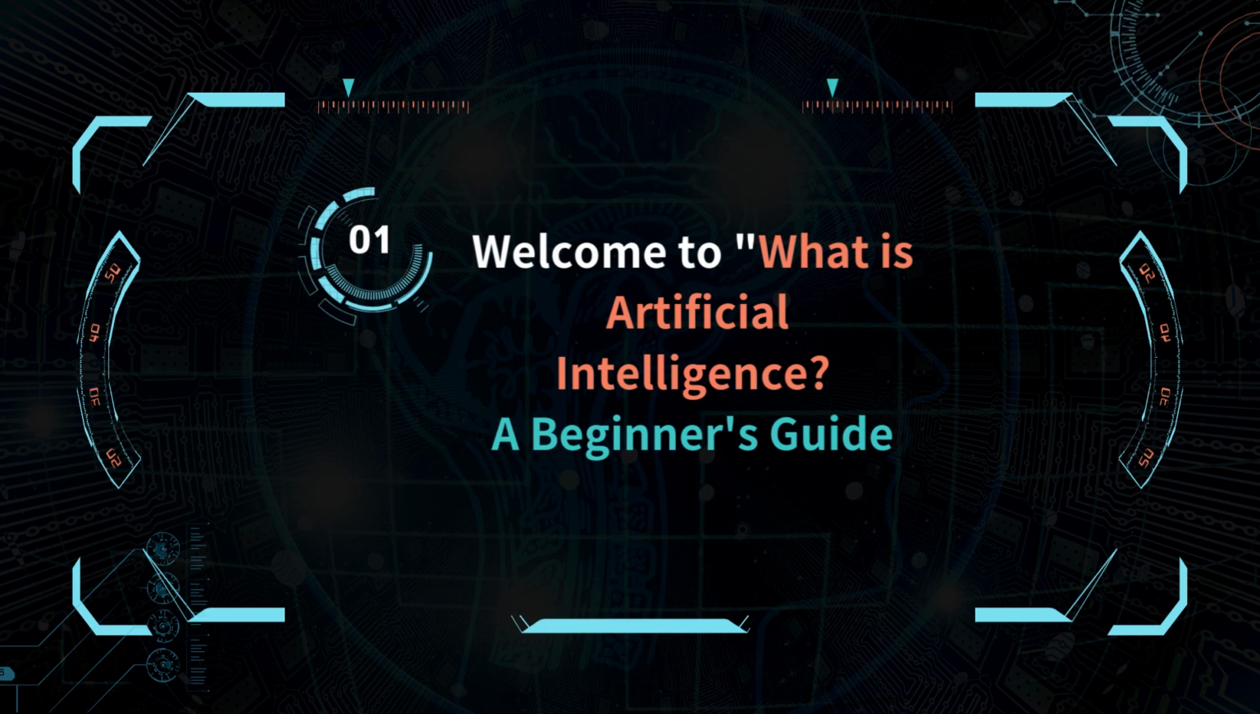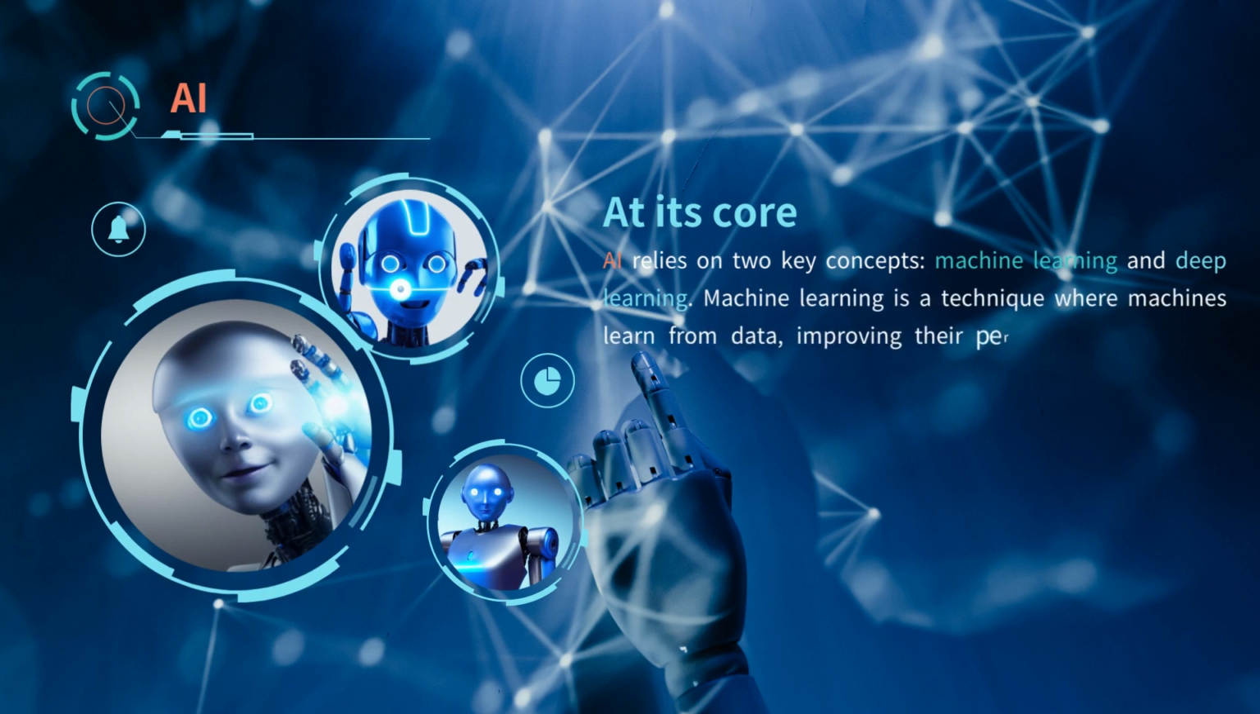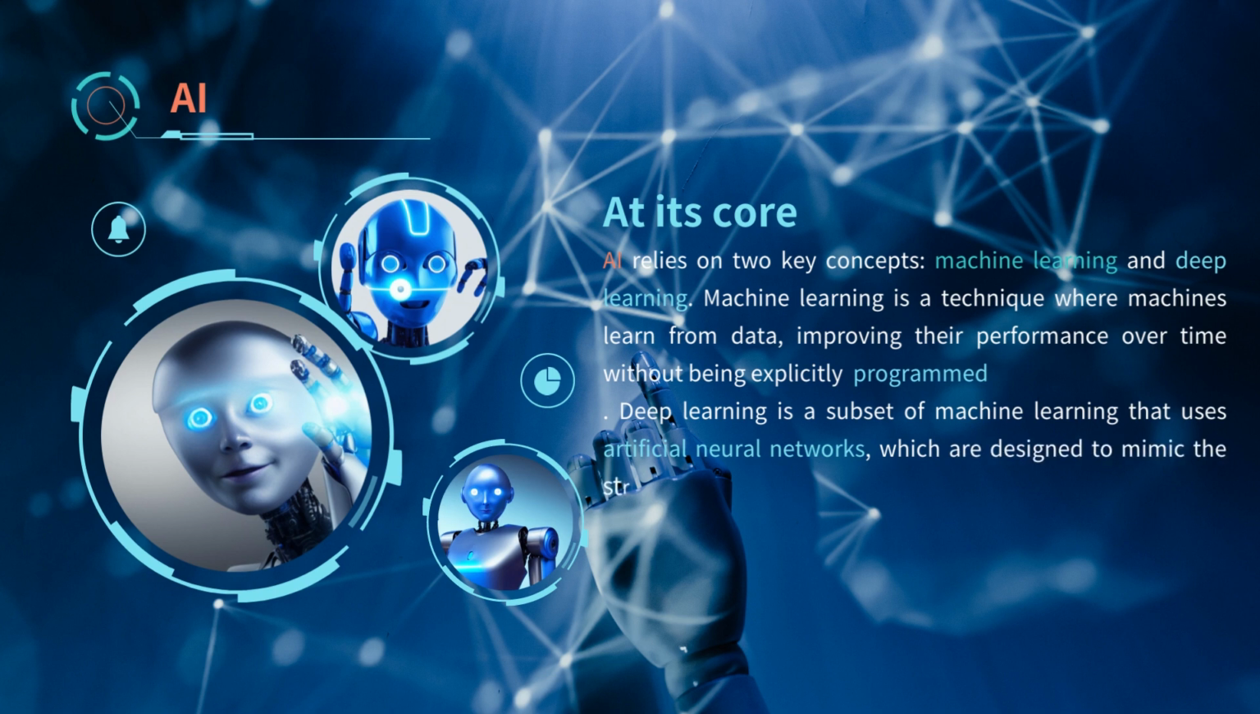A Beginner's Guide. Artificial intelligence, or AI, is a field of computer science that focuses on creating machines that can perform tasks that require human intelligence. AI is all around us, from the personal assistants on our smartphones to the recommendation algorithms on streaming platforms.